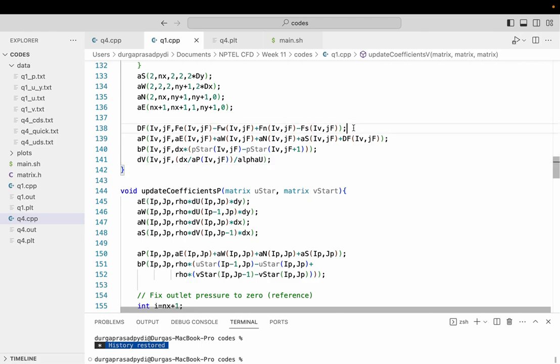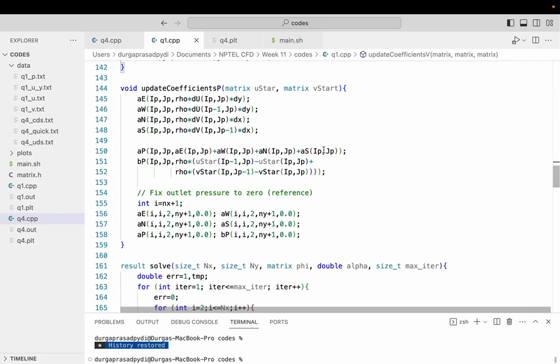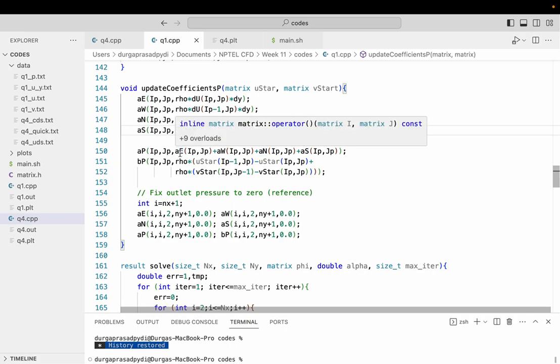Now you have the coefficients for u and v. The next step is you have to solve these equations, and then once you solve the equations, you have to update your pressure correction equations. So now for the pressure correction equations, I need to update my coefficients. Pressure correction equations is straightforward. You just take the values of A east, A west, A north, A south, and all of them. You don't have any B terms. The B term is essentially a mass imbalance.